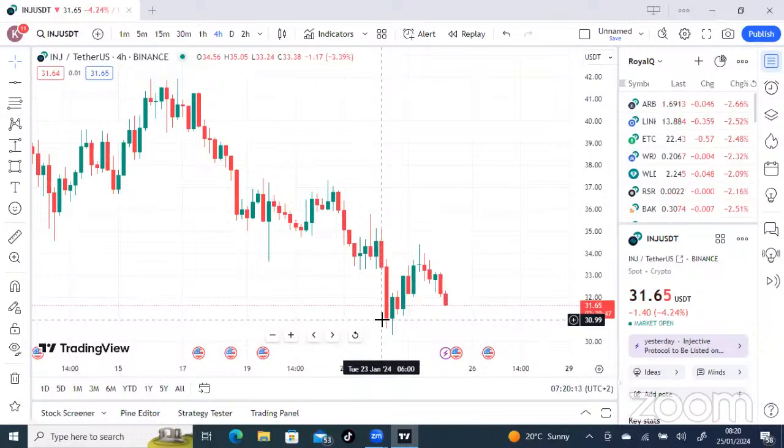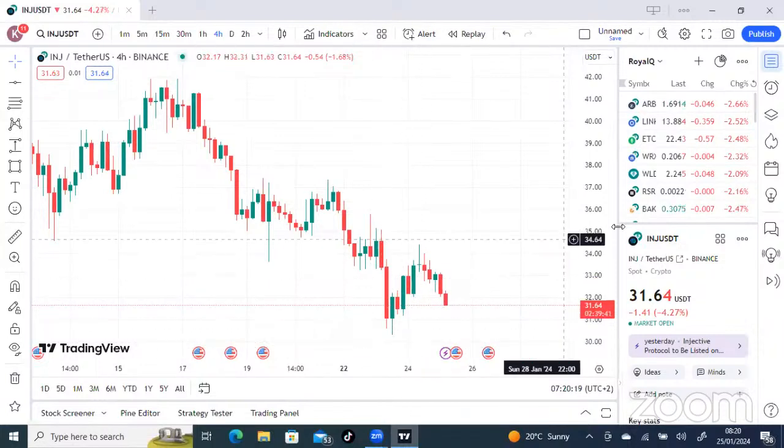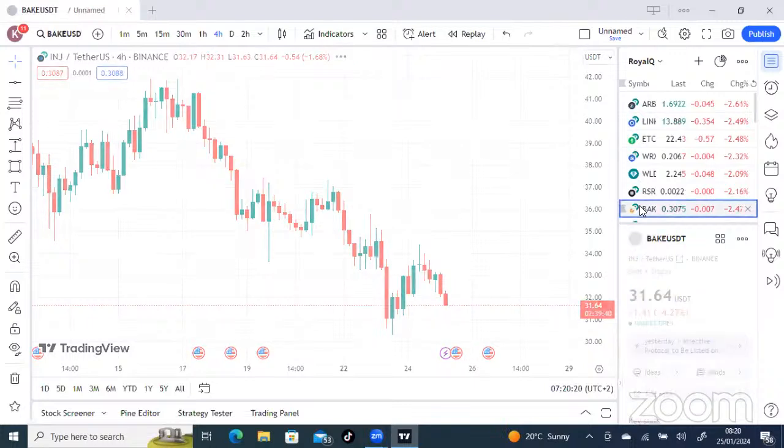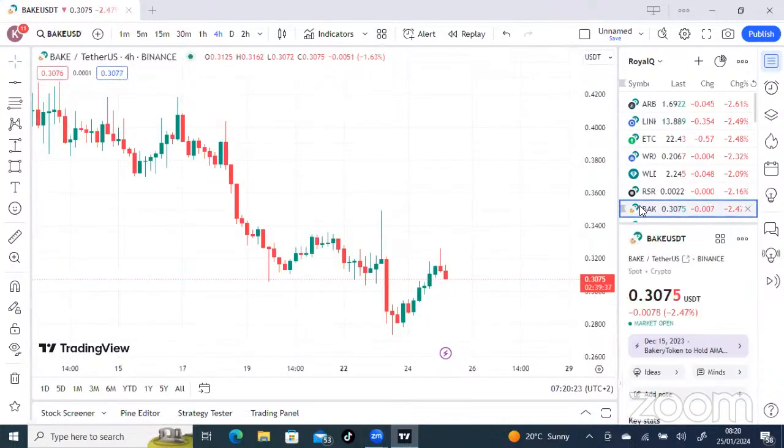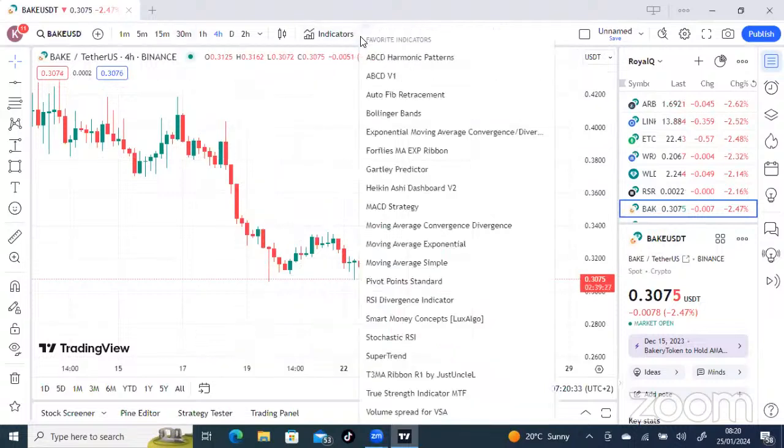Can we do the smartphone? Yes, you can. You can do this on a smartphone. I'm using it to give you a clear picture. Okay, I have 10 minutes. Now let me introduce an indicator to help people who cannot draw support and resistance.